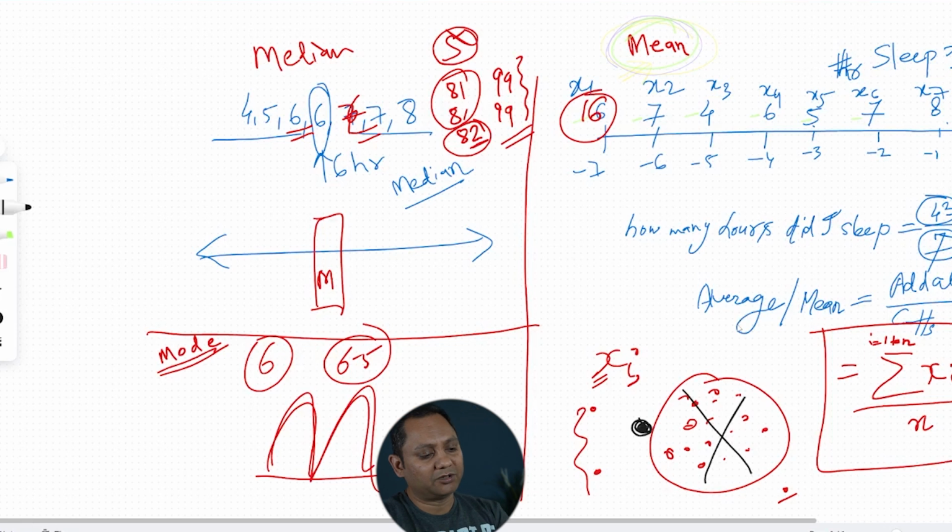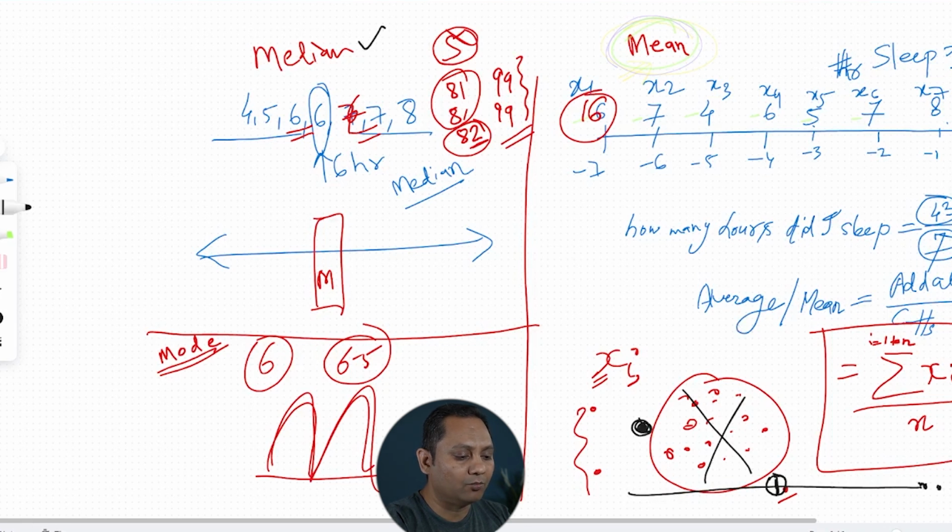Which is not the representation. This is no longer a representation of these data points, right? So in this scenario, median is a much better alternative, because if you arrange all of them, then the middle number will not move too much. So if you add an outlier here, the middle number may move by 1 spot or 2 spots, which is again within the group that you are trying to represent.